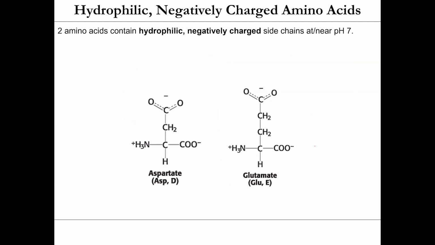So lastly, we come to the 2 amino acids that are hydrophilic and negatively charged at or near pH 7, and they're aspartate and glutamate. They're kind of similar to asparagine and glutamine, but instead of an amine group, they have a carboxylic acid or carboxyl group at the end of these chains.